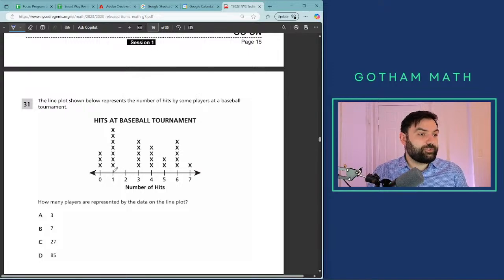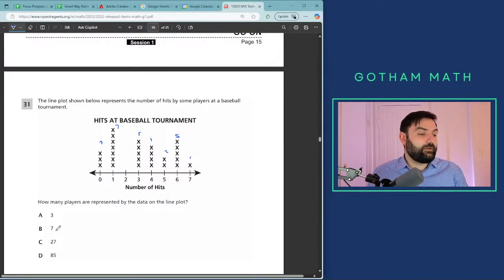Basically, on this line plot, since they say number of hits, it means 0 hits, 1 hit, 2, 3, 4, and 5. And the players who did 0 hits, 3, right? Here it's going to be whatever it is, right? 4, 5 here, 4 here, 2 here, 5 here, and 1 player who did 7, right? We add up all these x's, and that will be the amount of players. As easy as that.